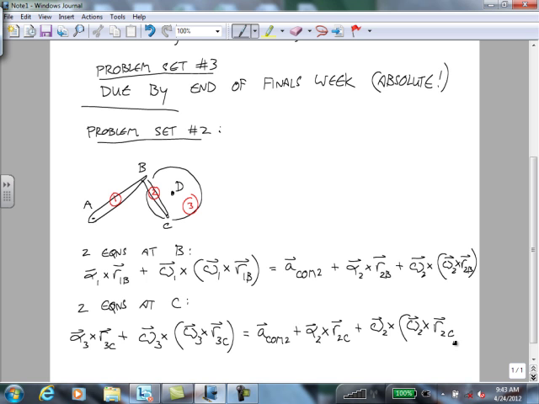Okay, so that's 4 constraint equations. And that's just saying the pin holds those two members together here and holds them together here.